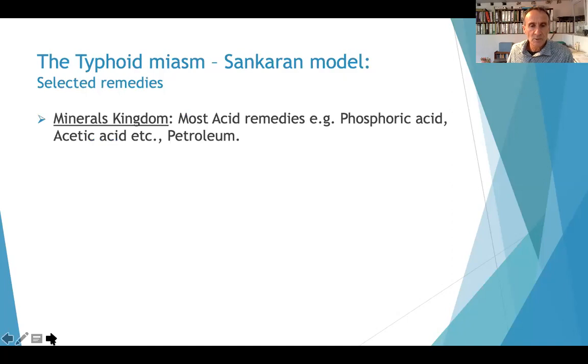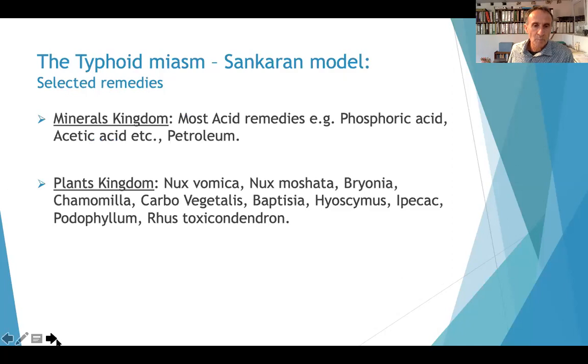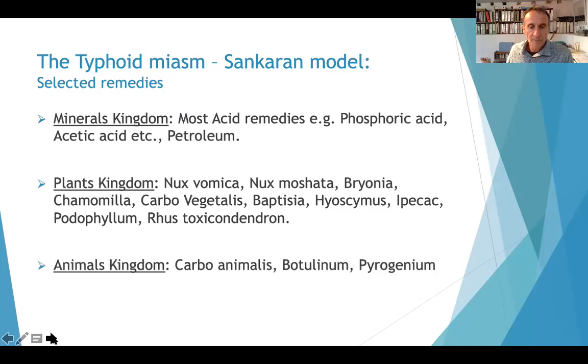Selected remedies: as we said, most of the acid remedies, and Petroleum. Plant kingdom, well-known remedies like Nux vomica, Chamomilla. What else have we got here? Rhus toxicodendron. Animal kingdom: Carbo animalis, Botulinum, Pyrogenium. Botulinum we might think of as possibly a nosode in this. I suppose there might be Typhoidinum as well.